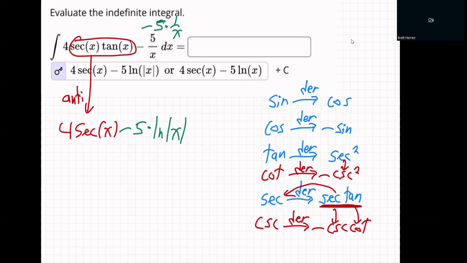And there's no bounds. I should say there's no bounds. There's no numbers here. It's an indefinite integral. It's not defined, no bounds. So we don't need to do brackets to plug in any numbers. We just stop right there, and we do have the plus C. And there we go.